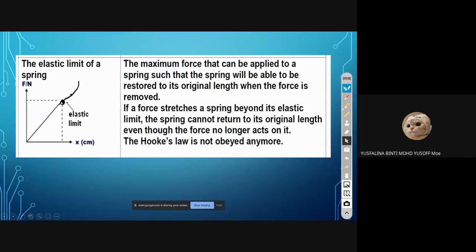Starting from this point, the spring cannot go back to the original position. If you put more load, it will keep extending like that. Even when you remove it, it will not go back to the original position. It means it has already exceeded the elastic limit. Starting from this point until here, you cannot use Hooke's law anymore, because Hooke's law says it must be directly proportional to the extension of the spring, and this is not directly proportional anymore.